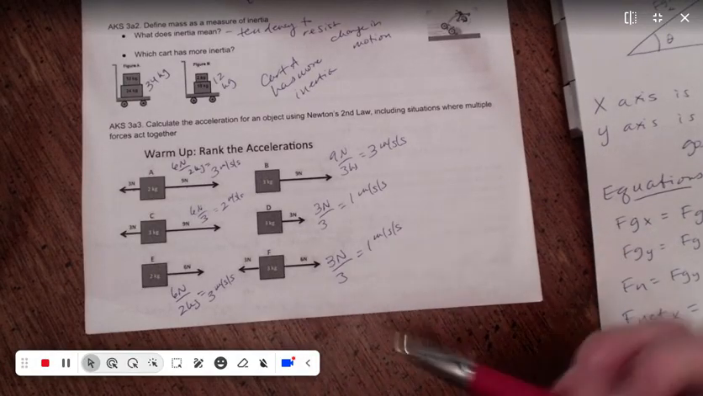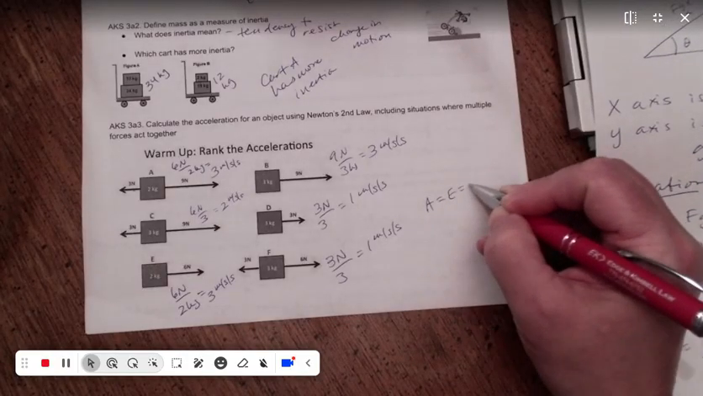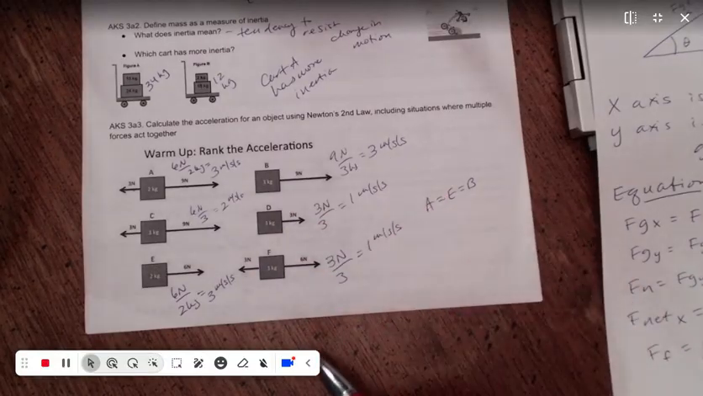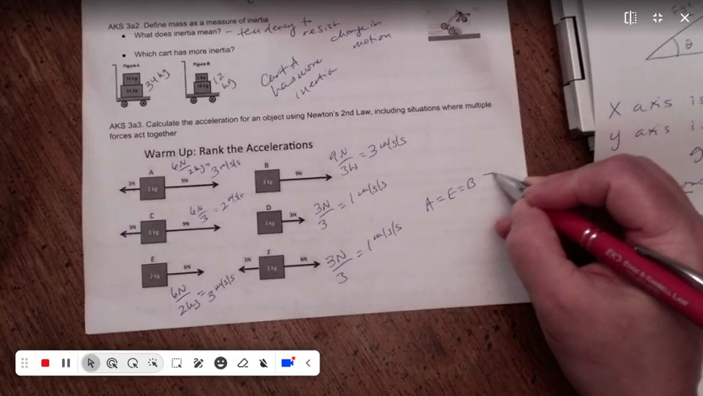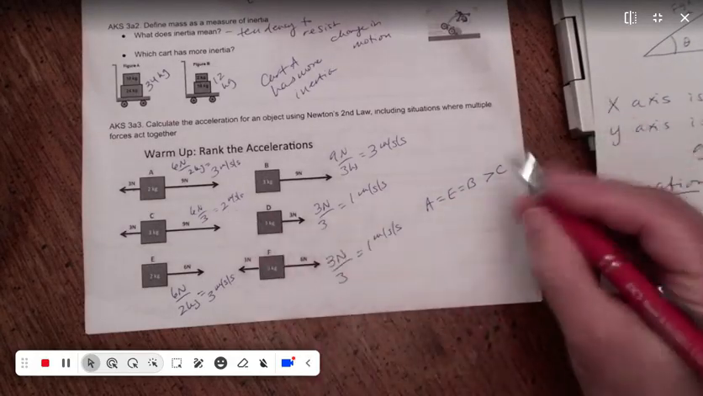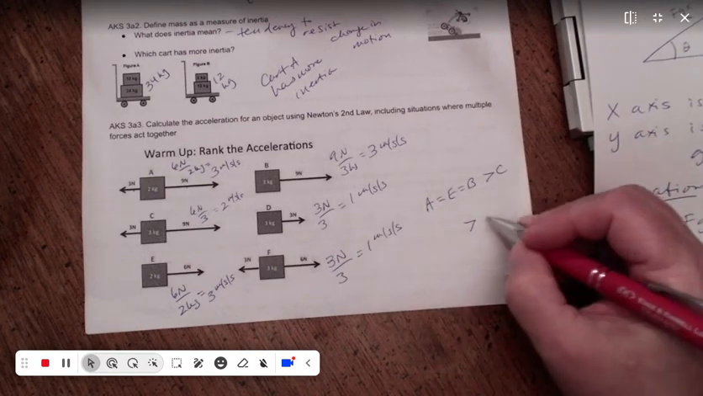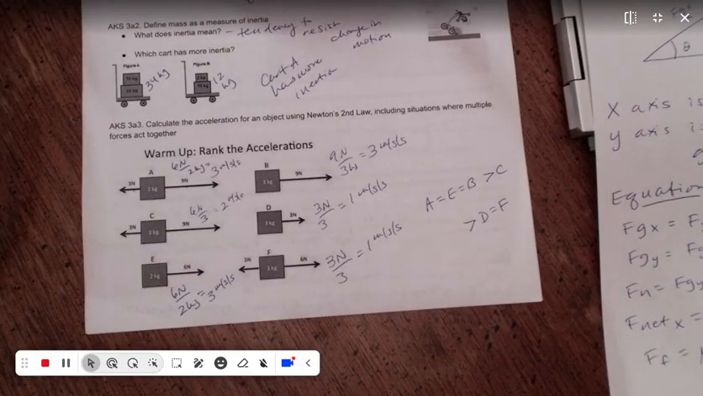my greatest accelerations are A, E, and B. They're all equal to 3 meters per second. And then those are greater than C, which is 2 meters per second. And then C is greater than D and F, and they're equal to each other. They both have 1 meter per second per second.